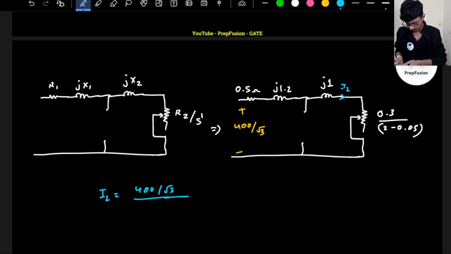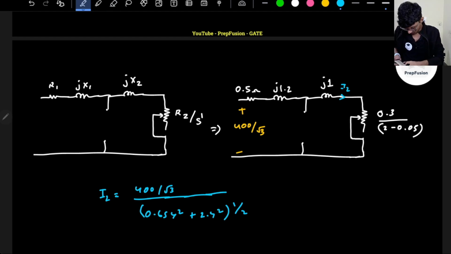Let me quickly calculate this. 0.3 divided by 1.95, 0.15 plus 0.5, this whole, let me write this, this will be 0.654 whole square plus the inductance, so 2.4 whole square, whole under root will be the current basically. If I know the current, I will be able to find out the torque. So this square plus 2.4 whole square, whole under root, into 400 divided by root 3. So the current is coming out pretty high. How is it coming out this high? That is what I'm not able to understand. 400, how is it coming out to be more? Okay, sorry, divide by 6.187. Yeah, it should be 92.85 amperes.